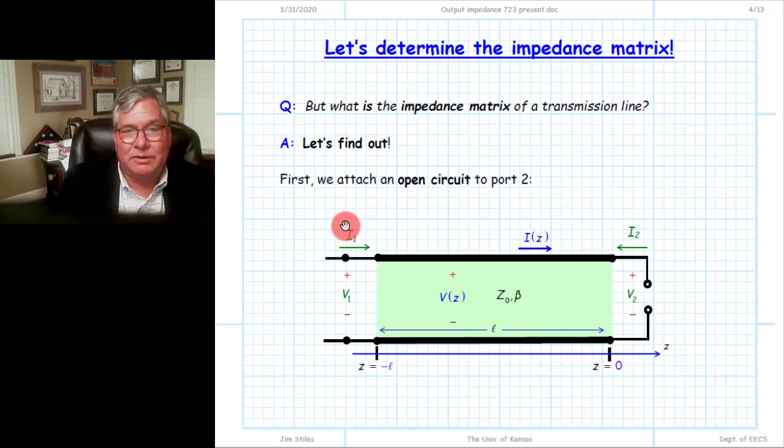And you may say, well, gee, how can I do that? How do we determine that answer? We've already determined that answer. Remember, this is one of our special cases. We talked about a terminated transmission line, and this is what we have now, a terminated transmission line.